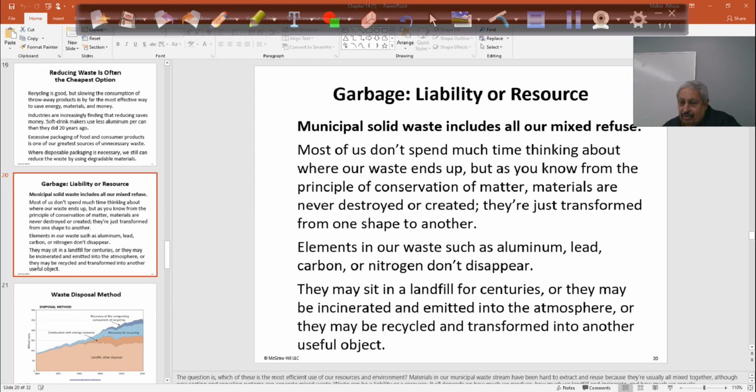So elements in our waste such as aluminum, lead, carbon, or nitrogen don't disappear. There is no disappearing of matter, correct? They may sit in a landfill for centuries, millions of years, or they may be incinerated and emitted into the atmosphere, or they may be recycled and transformed into another useful object.